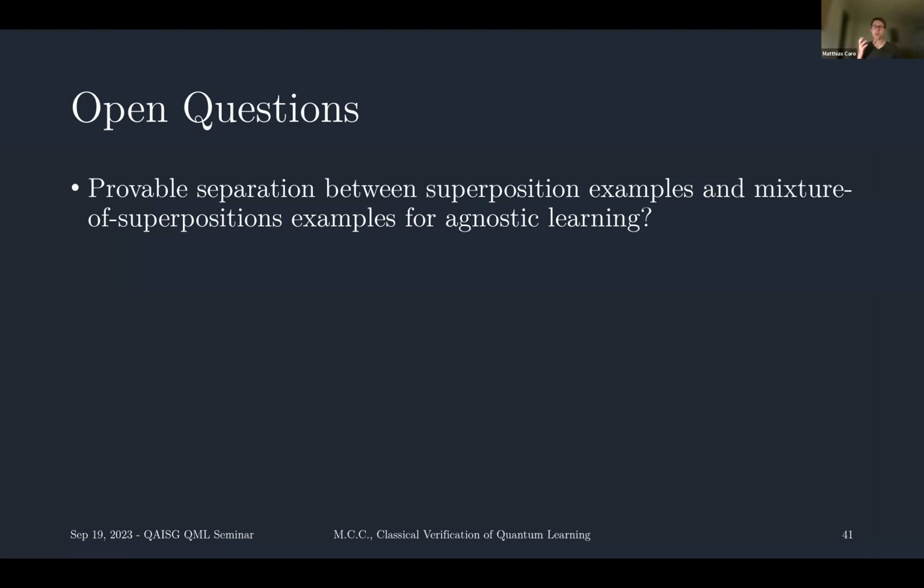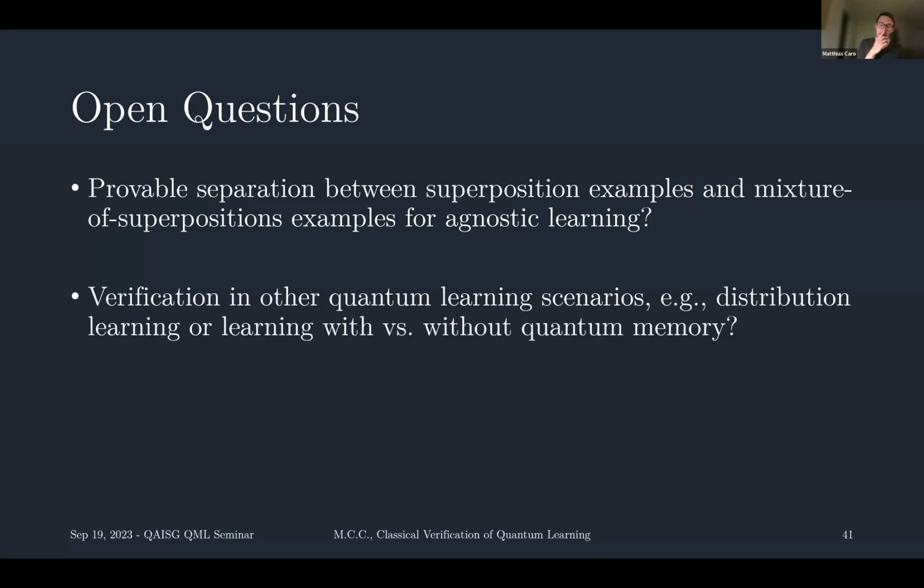Now, you should view these results as a proof of principle result. There are learning problems where a classical learner alone cannot succeed, but they can outsource them to a quantum prover and then they can succeed. I believe that this will be very interesting to study in other scenarios. So for example, there's been a lot of work on distribution learning with quantum models. And recently there's been lots of interest in learning with versus without a quantum memory. And I believe that asking about verification in these scenarios will also be fruitful. And in fact, we're currently working on this learning with versus without quantum memory direction.